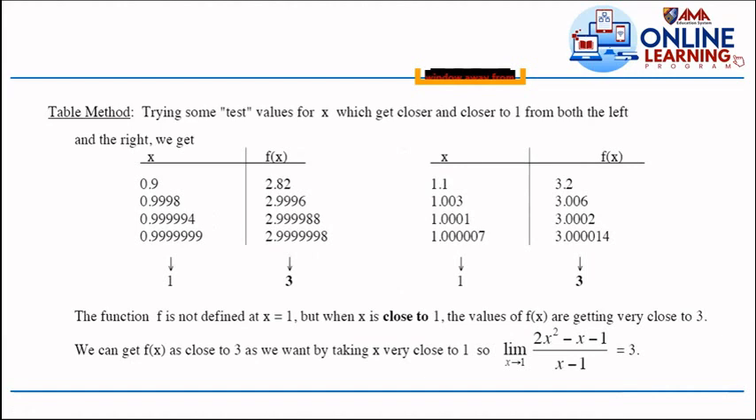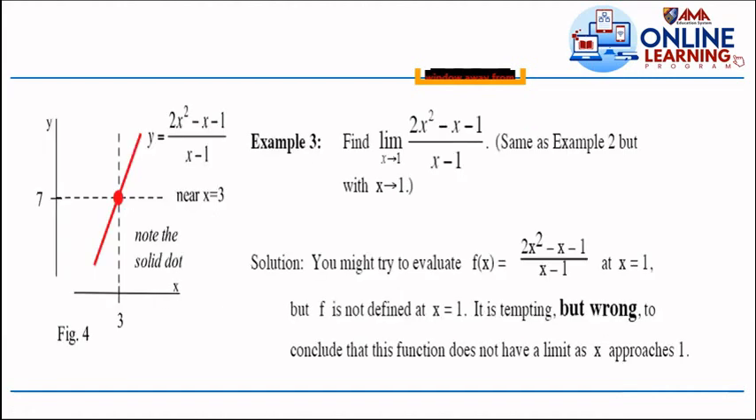Okay, next we have your example 3. Find the limit of 2x squared minus x minus 1 as x approaches 1. If you're going to make use of the table method, or the algebra method, 1 minus 1 is 0. So that means, if 1 minus 1 is 0, we're going to find their common factor. Since x approaches 1, their common factor is x minus 1.